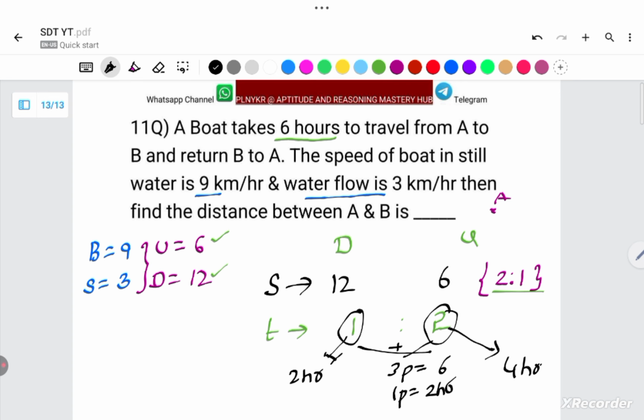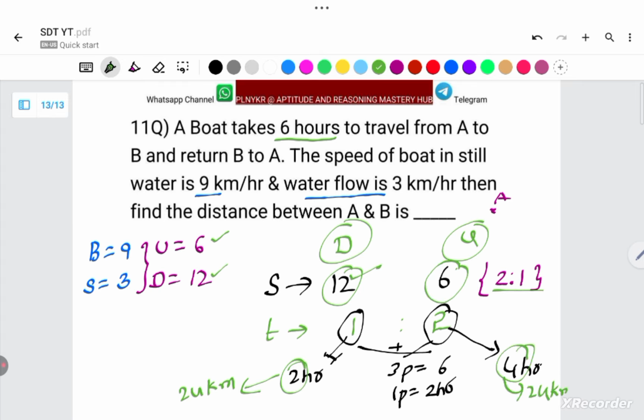Now it asks us to find the distance between A and B. You can use either the upstream values or the downstream values. Here the speed is 12 into 2, which is 24 kilometers, or even if you take the upstream, where the speed is 6 and time is 4, 6 into 4 is 24 kilometers. So by using the basic concept you will be able to solve it faster. And in the next video we'll be discussing the remaining concepts, that is the problems on trains, and the remaining concepts related to time and distance. Thank you.